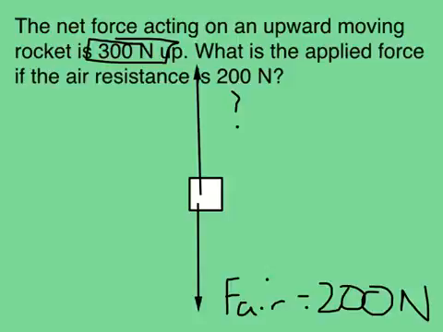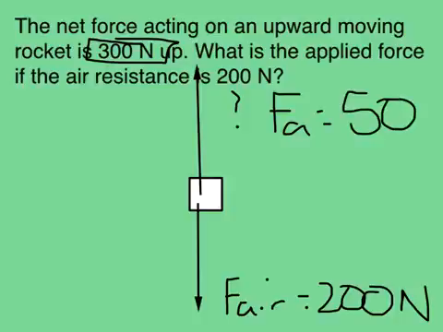Well, whatever that applied force is going to be giving up 200 newtons of force to air resistance. So if you're going to give up 200 newtons of force and still have 300 newtons of net force left, then you must have started with an applied force that's 300 units bigger than the air resistance force, or 500 newtons in the upward direction.